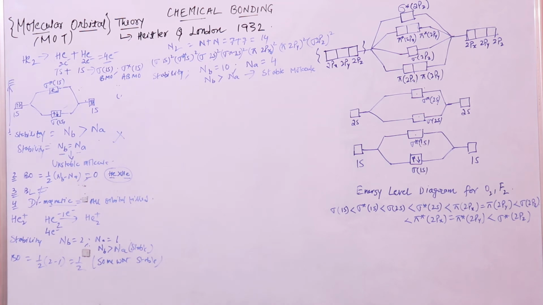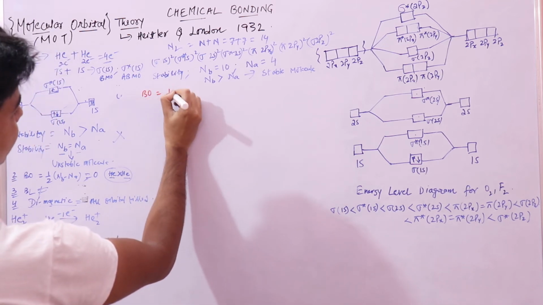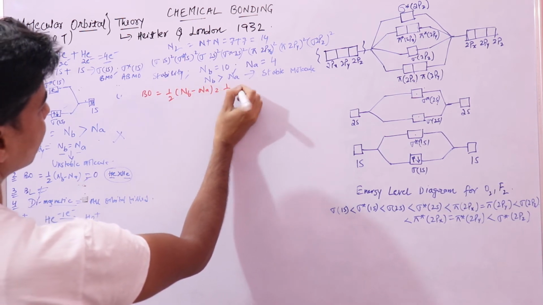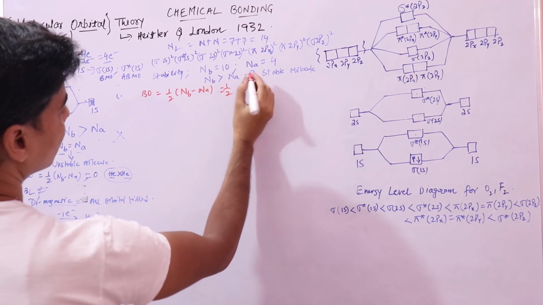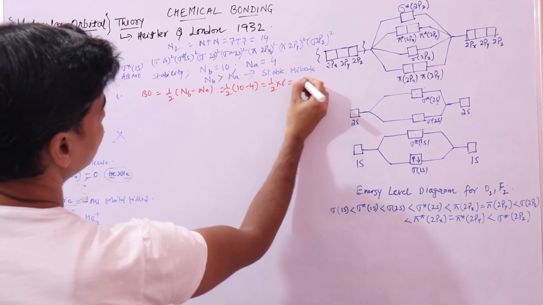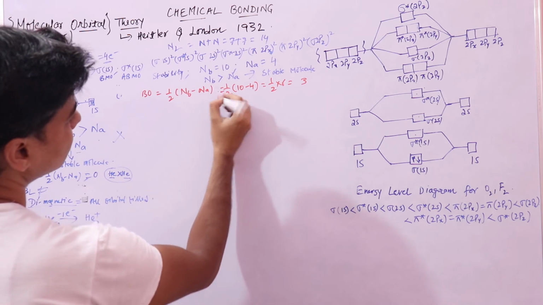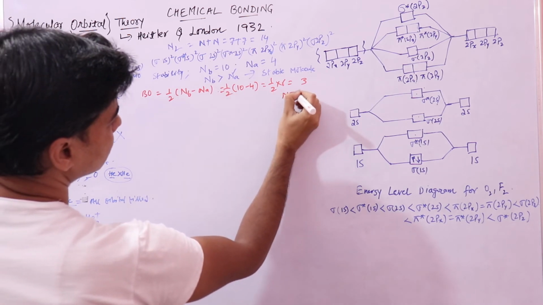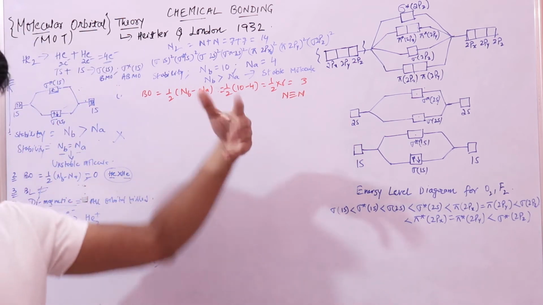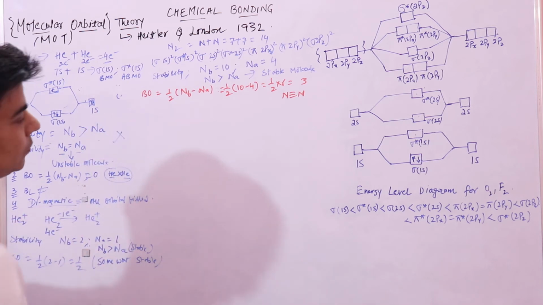Let's look at the bond order quickly. Bond order would be half of Nb minus Na, half of 10 minus 4. It will come out to be half into 6, equal to 3. Bond order 3 means nitrogen has a triple bond, 3 bonds. Likewise its bond length will decrease, because we know bond length is inversely proportional to bond order.